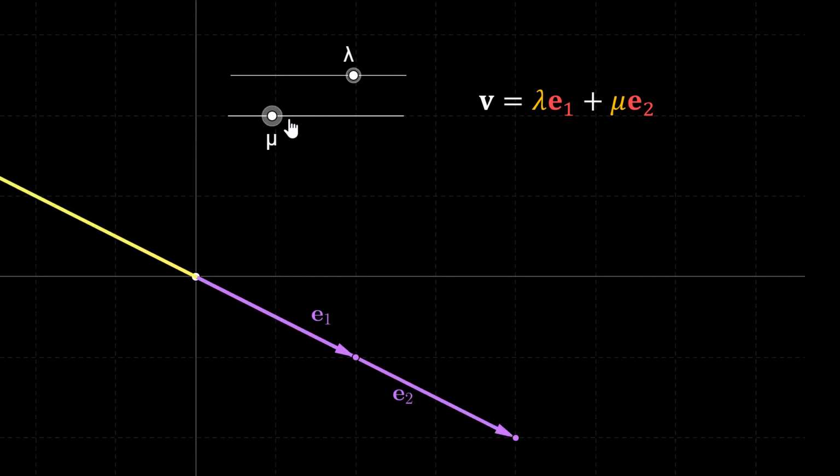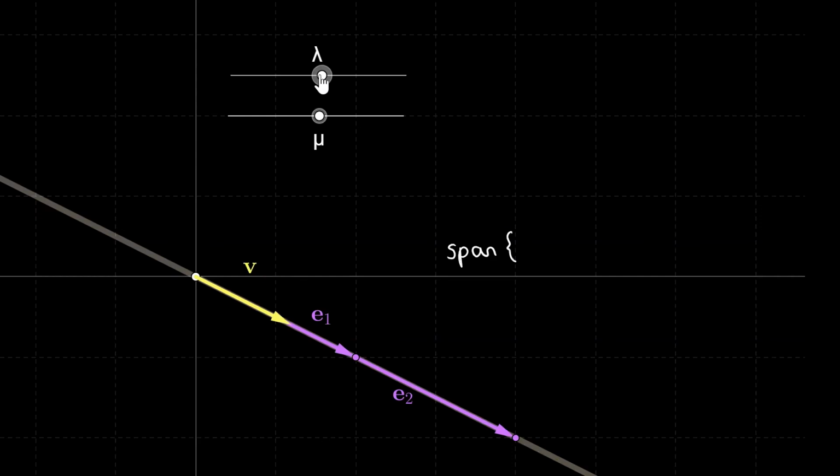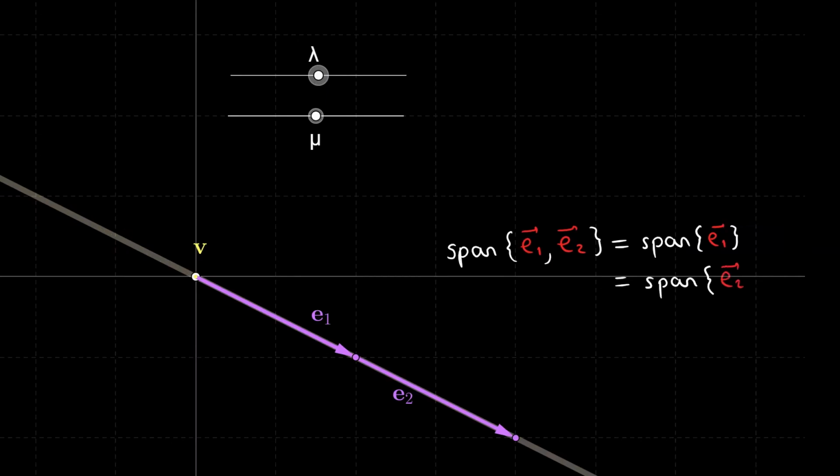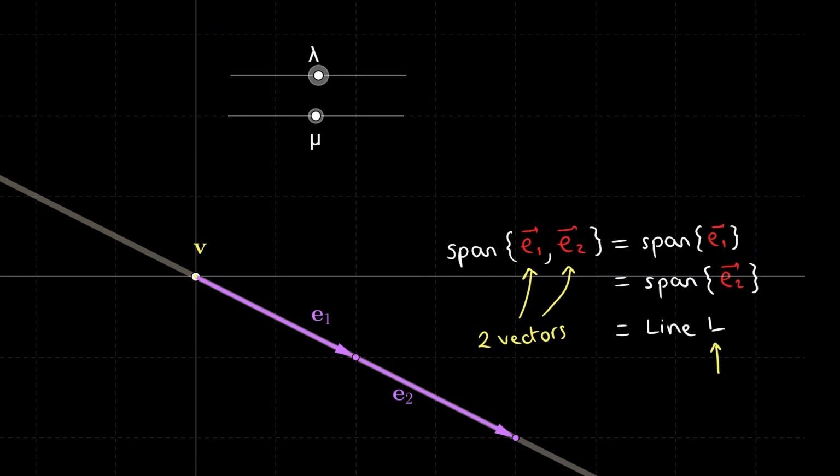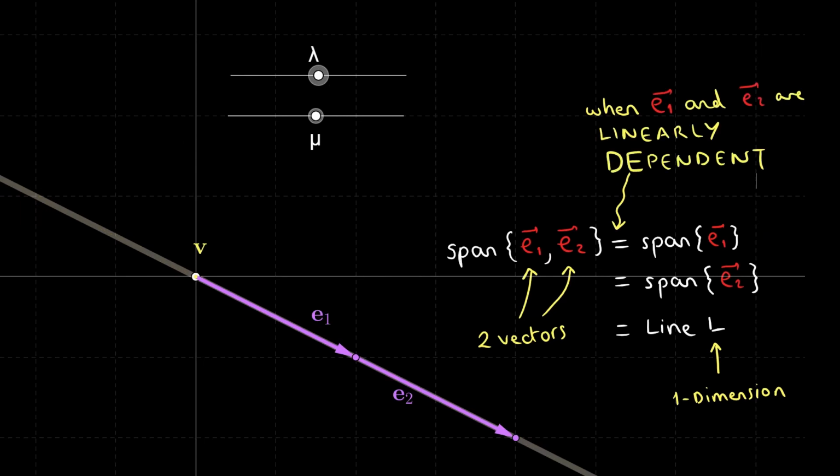No amount of varying lambda or mu will let us break free of this line. Therefore, in this example, the span of E1 and E2 is equal to the span of E1, equal to the span of E2, equal to the line L. Either of the two vectors is redundant in terms of calculating their span. This is unusual because having two vectors, and therefore apparently two degrees of freedom, lambda and mu, we can only span a single one-dimensional line. This happens because the two vectors are said to be linearly dependent.